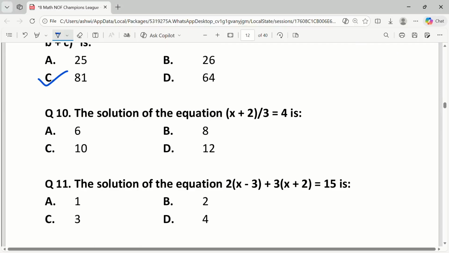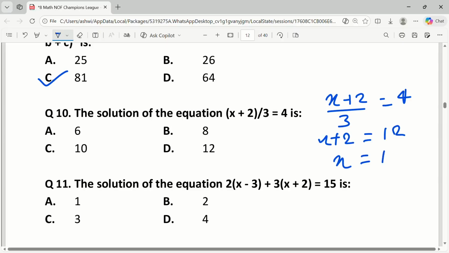The solution of the equation x plus 2 upon 3 is equal to 4 is. The equation can be written as x plus 2 by 3 is equal to 4, which gives us x plus 2 is equal to 12, where x is equal to 10. The answer is C, 10.